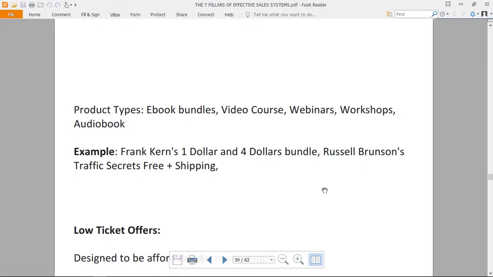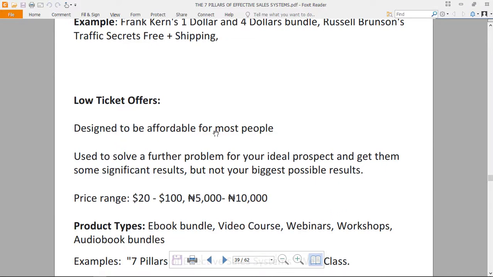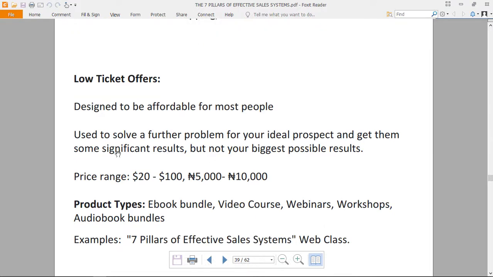Now let's go to low ticket offers. Low ticket offers, of course, come next after super low ticket offers. They are designed to be affordable for most people. You use it to solve a further problem for your ideal prospect and get them some significant results, but not your biggest possible results. So here we're talking about some form of practical transformation. Price range could be $20 to $100, could be 5,000 to 10,000 for the Nigerian audience.